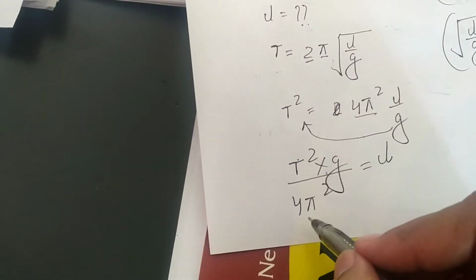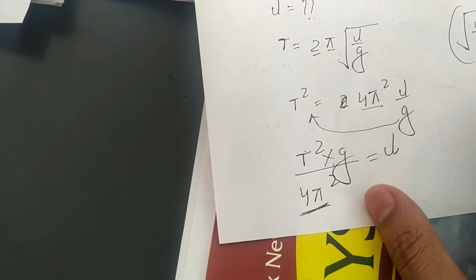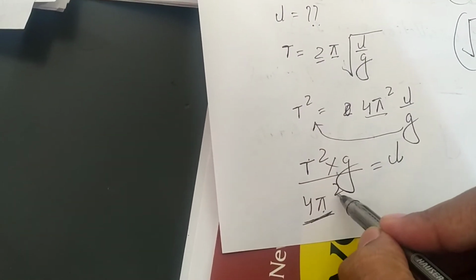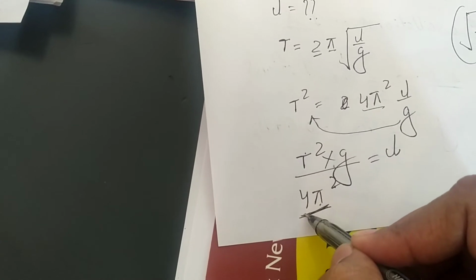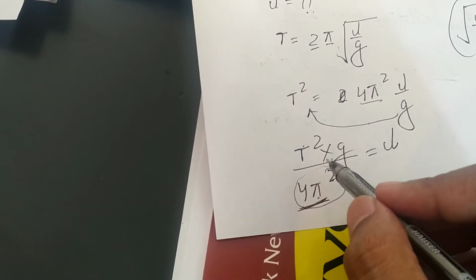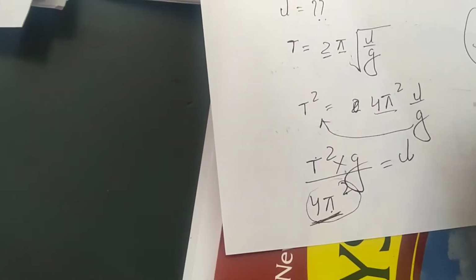Guys, if you want, you can remember this value directly. So pi squared means 3.14 squared into 4. You can remember this after calculating in a calculator, so that would be easy for you.